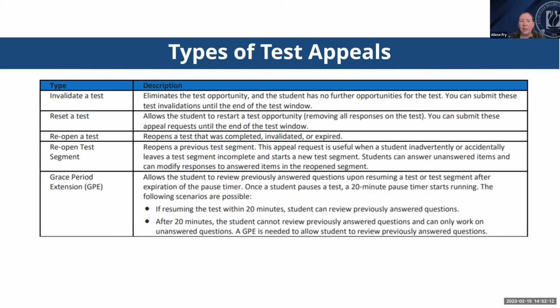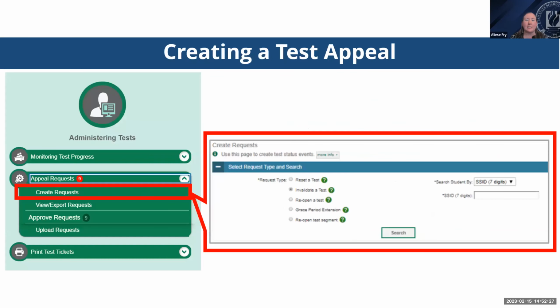So as you're deciding which type of appeal to create or review, it's important to understand that if you invalidate the test, it actually eliminates the testing opportunity completely. It no longer will appear as an opportunity for the student. So become familiar with the descriptions, because you might just want to reopen a test.